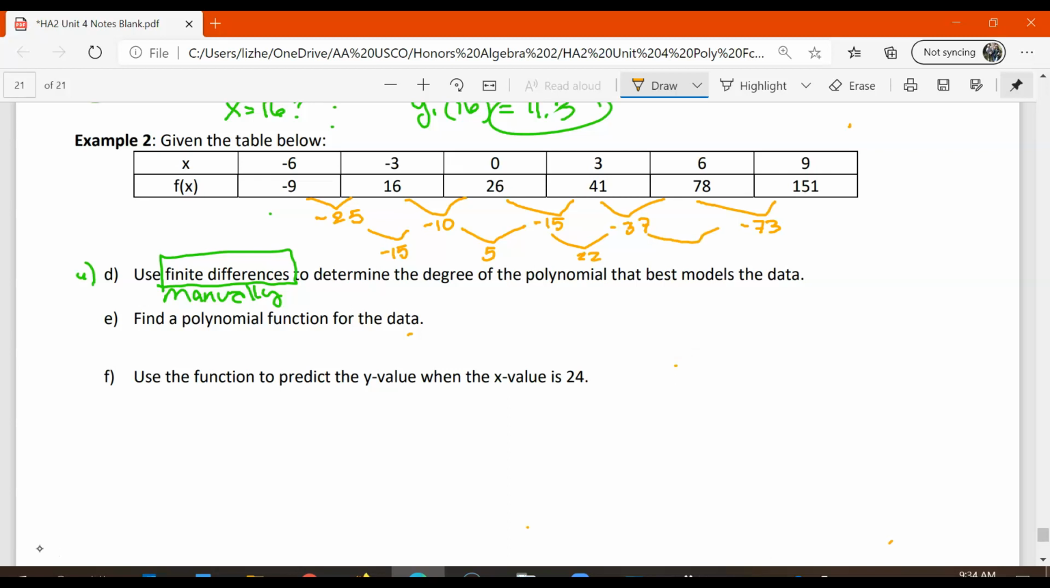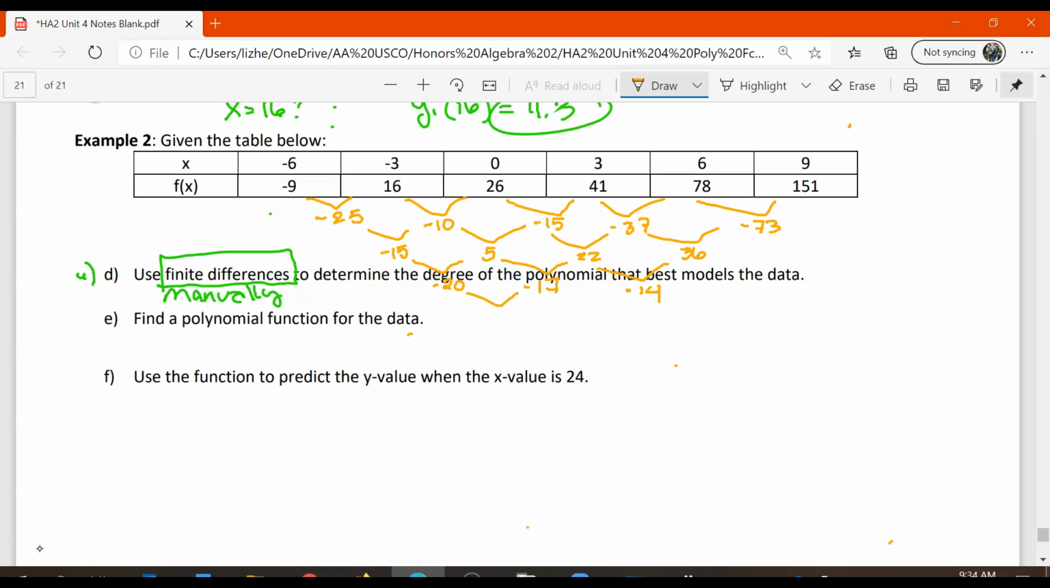-37 minus -73 is 36. Again, they're not the same, so we continue. -15 minus 5 is -20. 5 minus 22 is -17. 22 minus 36 is -14. Again, they're not the same. Do it again.